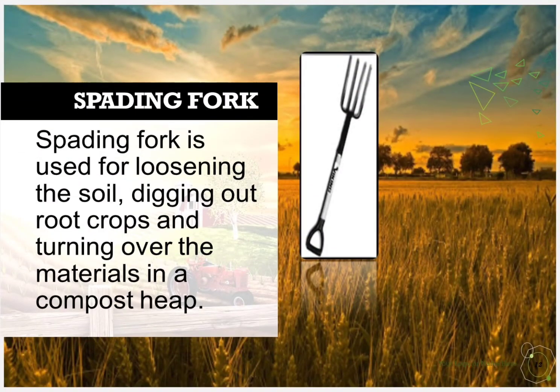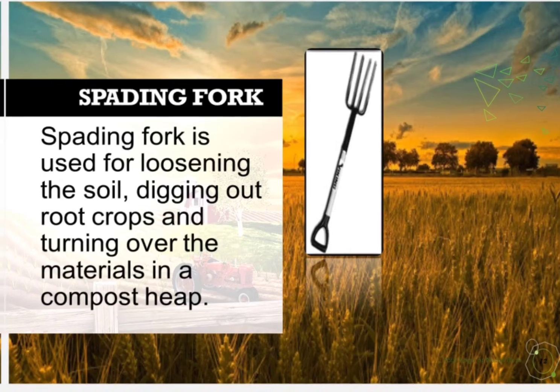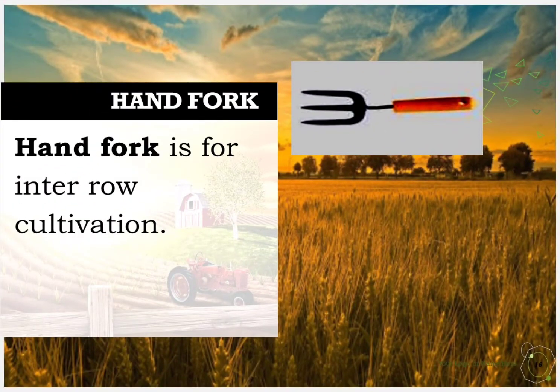Next hand tool is spading fork. Spading fork is used for loosening the soil, digging out root crops, and turning over the materials in a compost heap. So spading fork class, from the word itself, ay para siyang katulad ng tinidor na ginagamit din pang cultivate ng ating mga halaman. Next, hand fork. Hand fork is used for inter-row cultivation. Kitang-kita natin class na ang hand fork ay ang pinaliit lang na version ng spading fork na ginagamit din pang cultivate ng ating mga halaman.